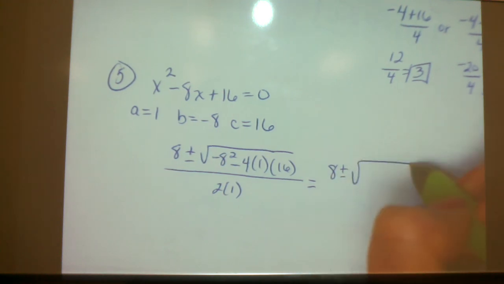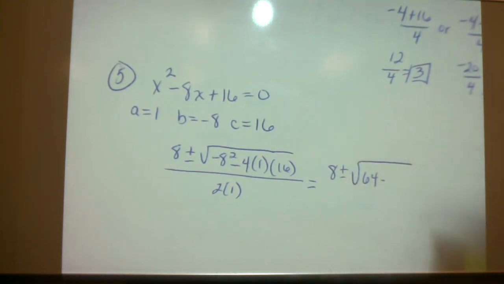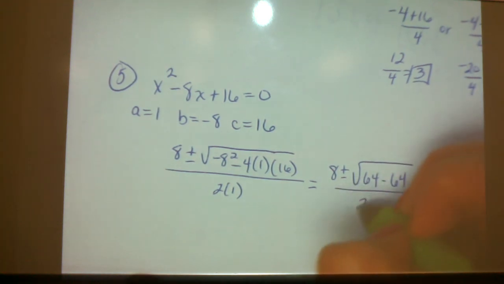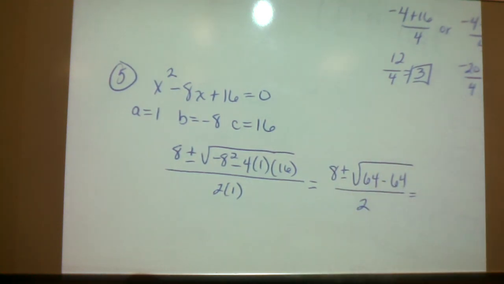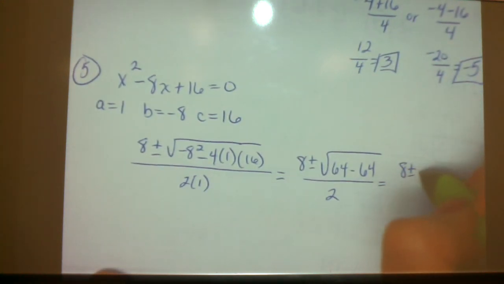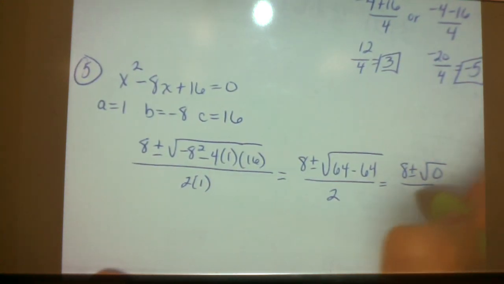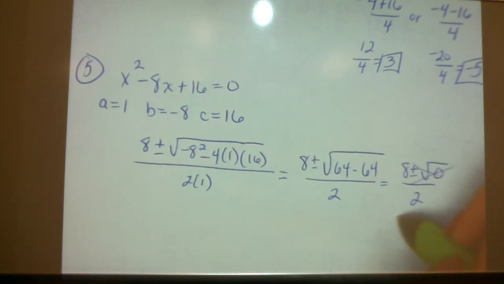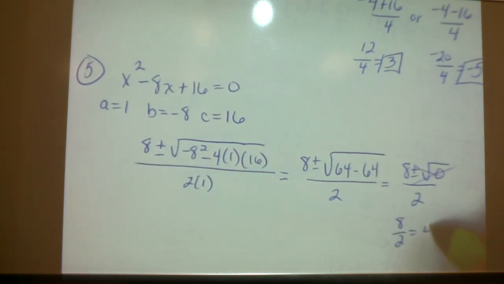I've got 8 plus or minus the square root of 64 minus 64 over 2. So here's what happens with this problem. When I do the work, I'm getting the square root of 0. So when 0 is the discriminant, which it is here, that means I'm only going to have one solution. One. And that solution is going to be 4.